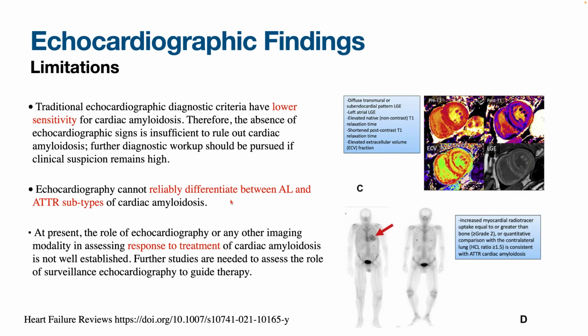And obviously having genetic testing is also very important. Nuclear scan with the pyrophosphate scan is also very important. Again, echo is usually the first line because most people would have that, ECG and echo, and then you need further tests to actually figure these things out. And having a high index of suspicion is very important.